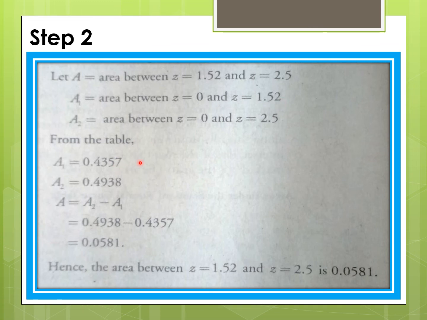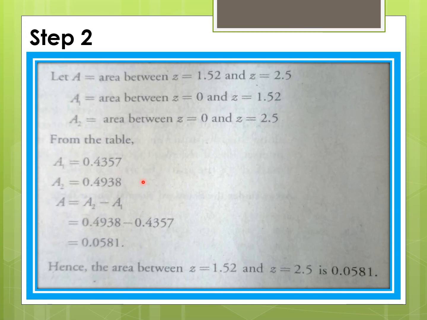Using the areas under the standard normal curve table, so we have 0.4357. Tignan niyo. So, una 1.5 yung first column, and then 0.02 yung intersection nila, 0.4357. Tama ba? Okay. Now, hanapin natin yung larger area, that is the area between 0 and 2.5.